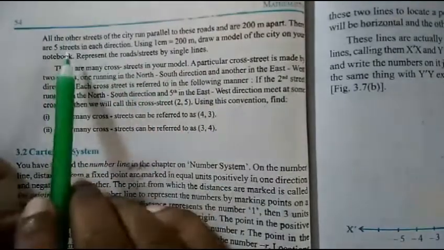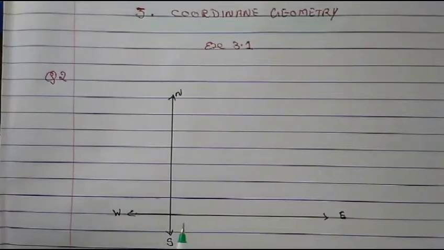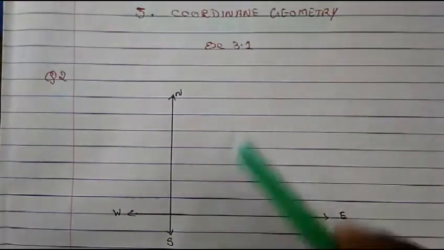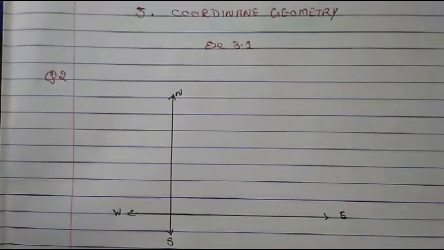So let's draw 5 streets in each direction. So we have here east-west direction, north-south direction. We have to draw 5 streets parallel to this direction. So towards east-west direction 5 streets, and towards north-south direction also 5 streets, and each distance is 1 centimeter, and that 1 centimeter we consider as 200 meters. So let's draw the line.